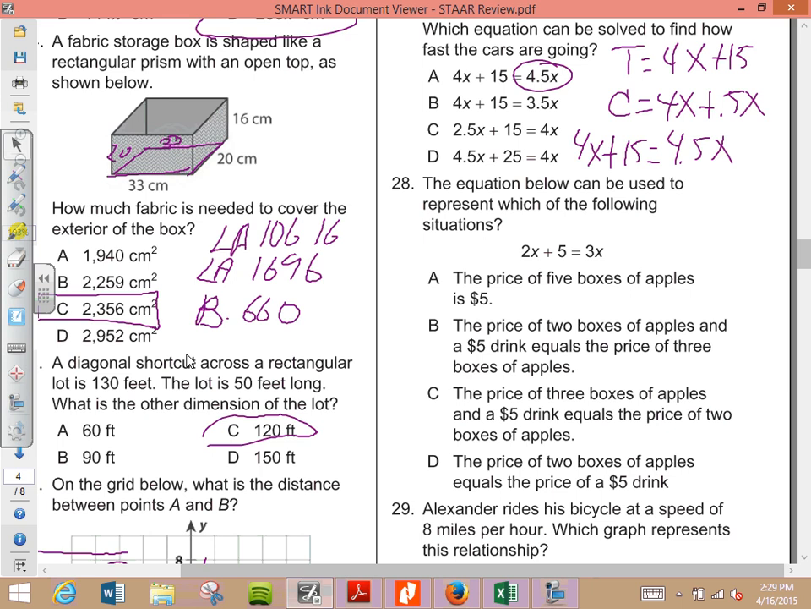All right. The price of 5 boxes of apples is $5. That wouldn't work. The price of 2 boxes of apples and a $5 drink equals the price of 3 boxes of apples. Yeah, that works, because the $5 is not relevant to the apples, right? The price of 3 boxes of apples and a... no. The price of 2 boxes of apples equals the price... No, that wouldn't work. It has to be B. Good job.